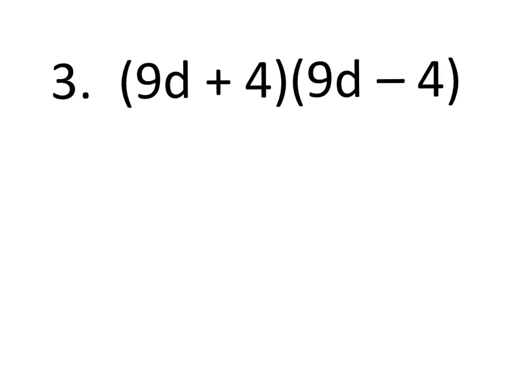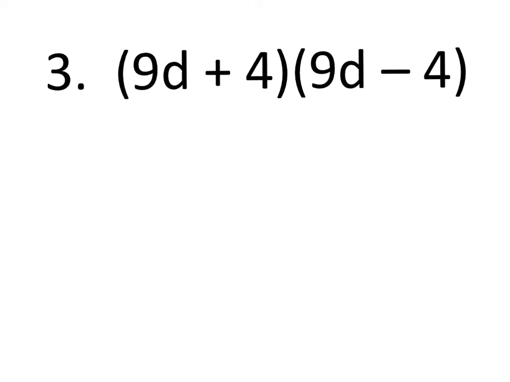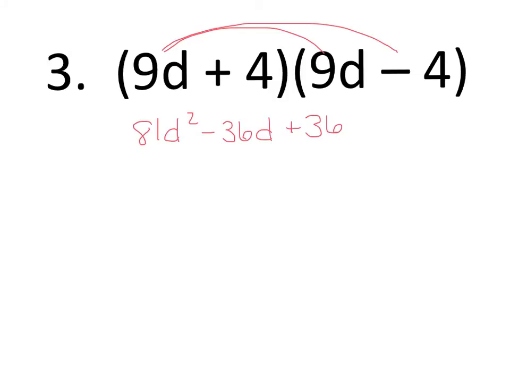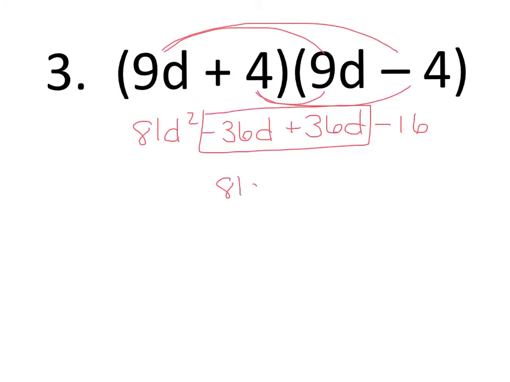Okay, all right, now this one is called a difference of squares. Okay, because if I look here, I have the same thing, but one has a plus and one has a minus. Okay, so when I FOIL, that middle should cancel out if I've done it right. So when I multiply, I get 81d squared minus 36d plus 36d. Oh, and then I'm going to take 4 times negative 4 and get negative 16. Again, this middle right here should cancel, which these do. So I have 81d squared minus 16, okay?